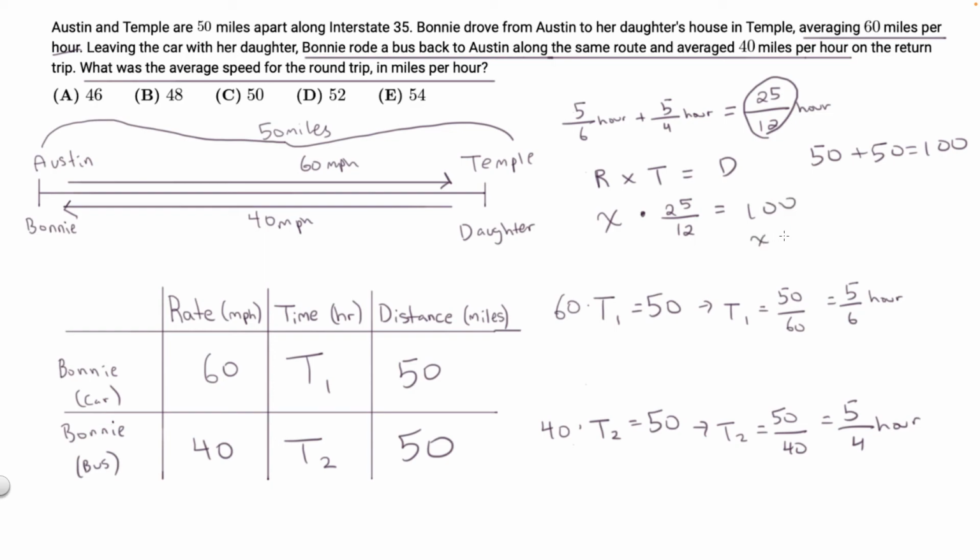And then we have x equals 100 times 12 over 25. So 4 times 12 is 48. So x is 48, so the rate was 48 miles per hour on average for the round trip. So our answer is B.